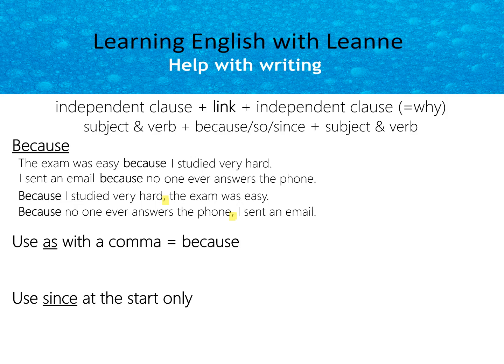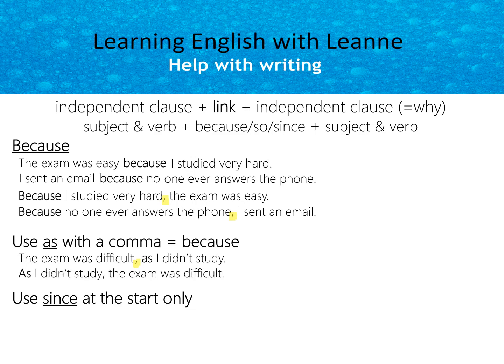meaning is because. As has different meanings. So with as, to mean because, we need the comma. So here's an example. The exam was difficult, comma, as I didn't study. It's the same meaning as because. The exam was difficult because I didn't study. The exam was difficult as I didn't study. Also, we can start our sentences with as and the reason why clause. But again, you can see we've got the comma to separate the two clauses.